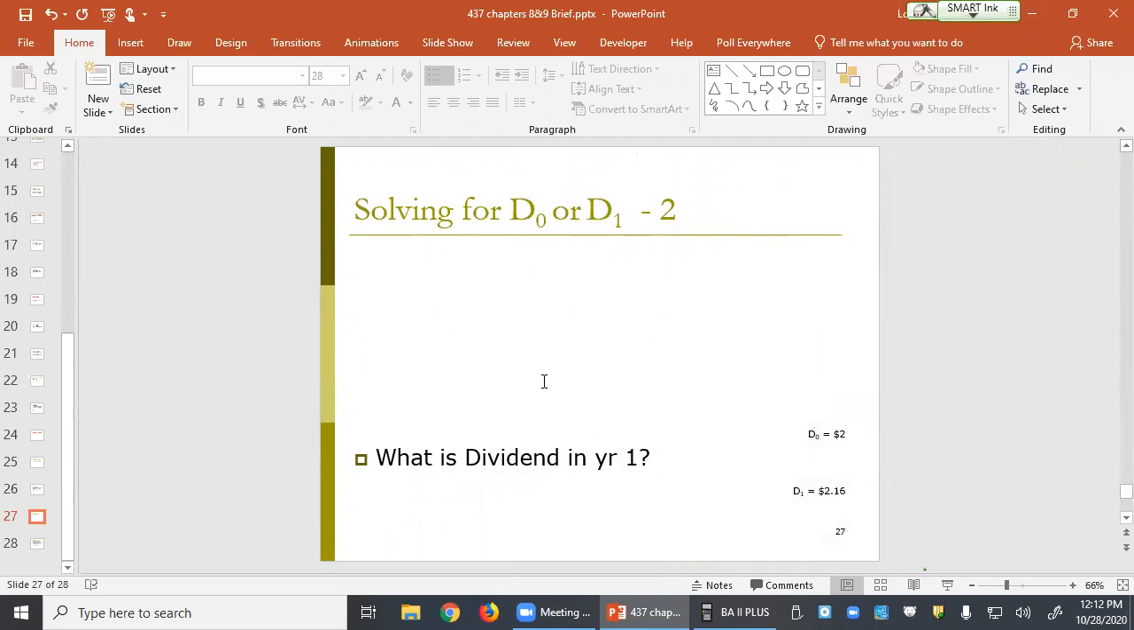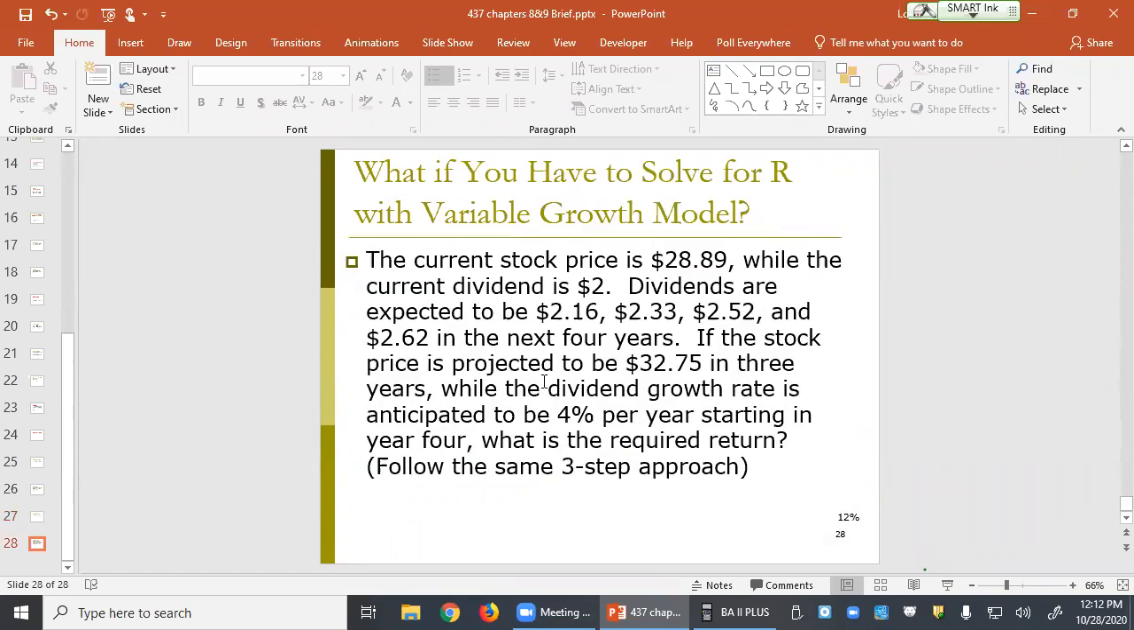Okay, so one more. With the two earlier dividend models, other than solving for P0, we also solve for the R, right? So same thing here. Let's solve for the R when we have variable growth model. So the current stock price is $28.89. Just to keep it simple, I'm using the exact same set of numbers.